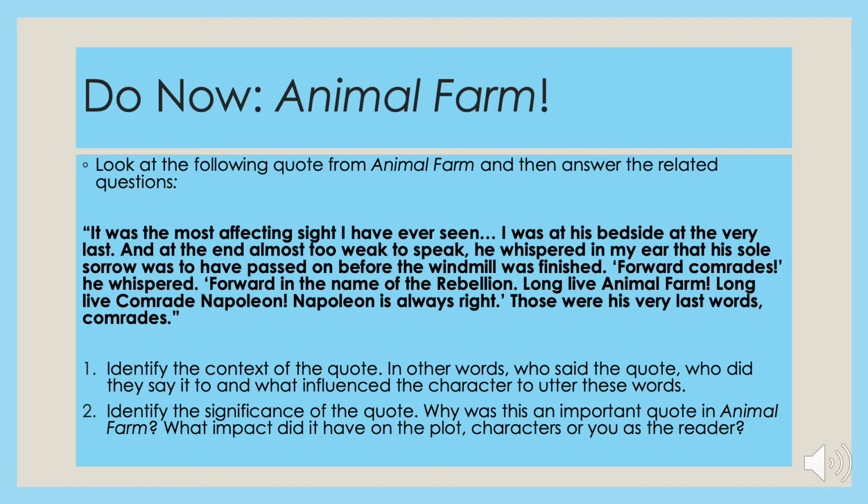To get our brains working, let's start with the do now question. Take a few minutes to think about this quote taken from the book Animal Farm. Think back to when you read the book and complete the following steps. 1. Identify the context of the quote. In other words, who said the quote, who did they say it to, and what influenced the character that said it to utter these words.